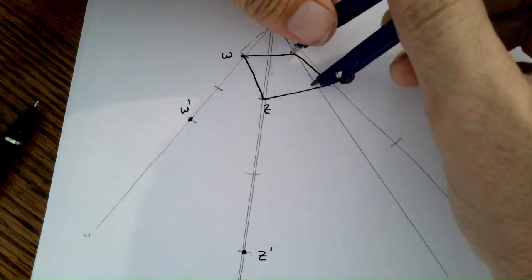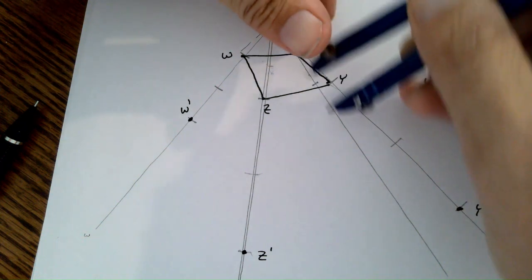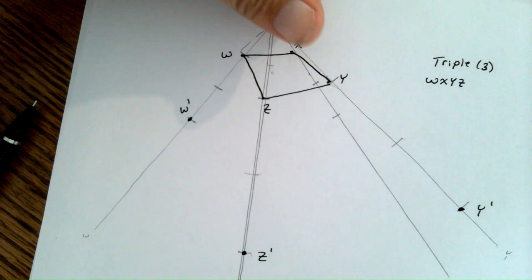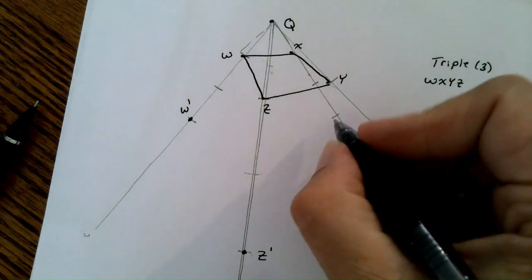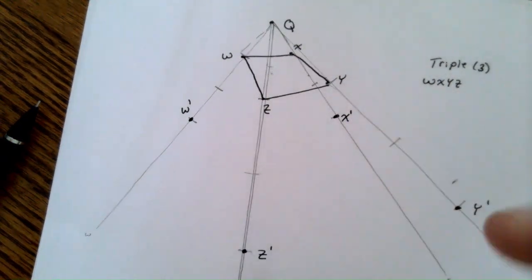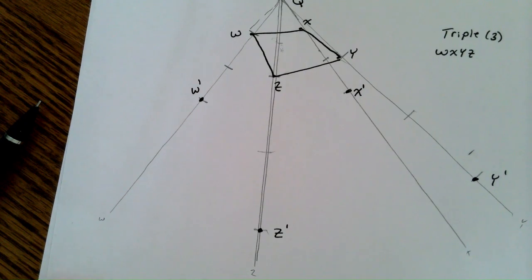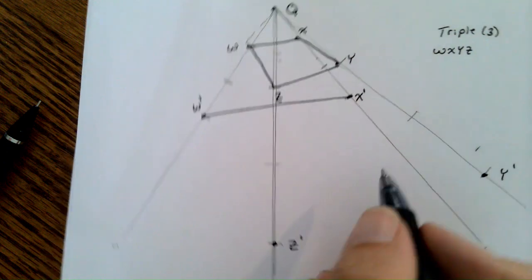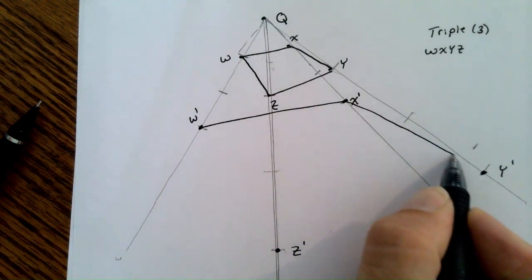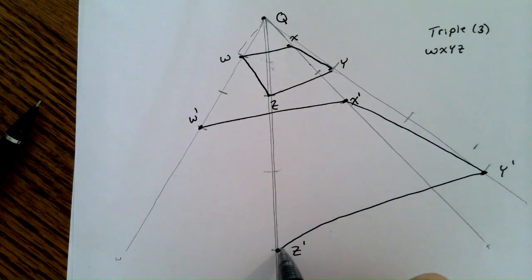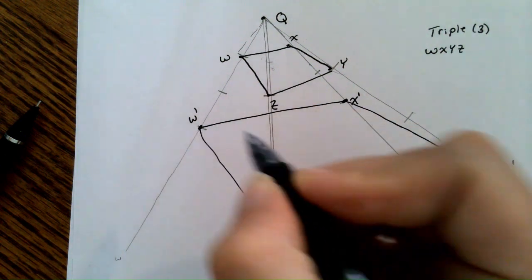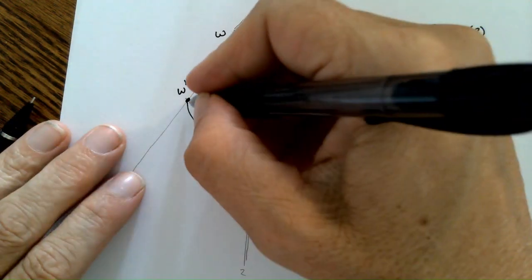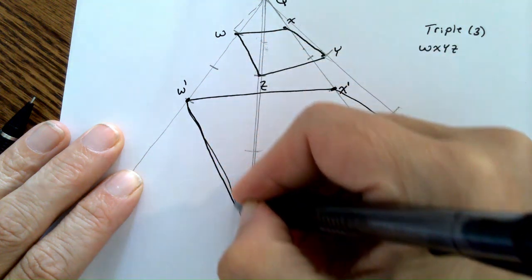There's 1, 2, 3. Okay, once you have drawn all of your lines and marked your points by tripling each segment length, now we can connect W, X, Y, Z. And now each of our segment lengths should be triple what they were before.